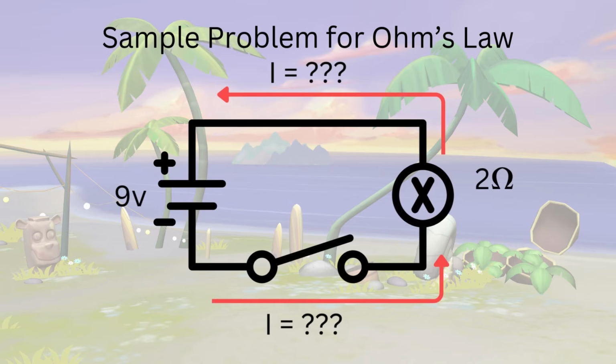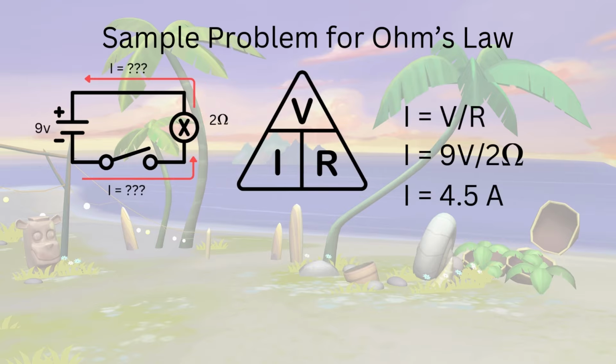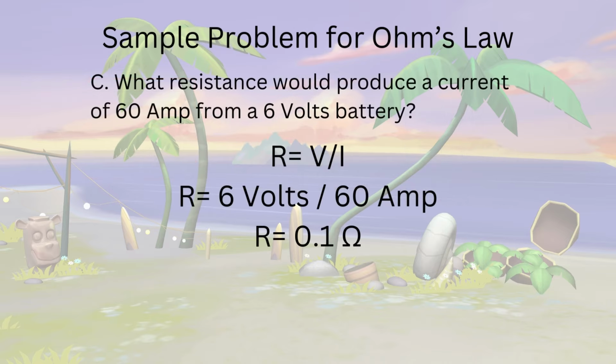Number 2. Calculate the amount of current I in a given circuit where the values of resistance R and voltage V are given. I equals V divided by R. I equals 9 volts divided by 2 ohms. I equals 4.5 amps.